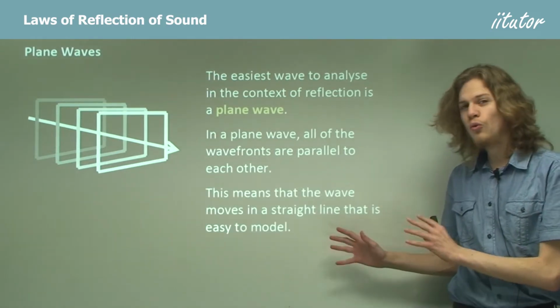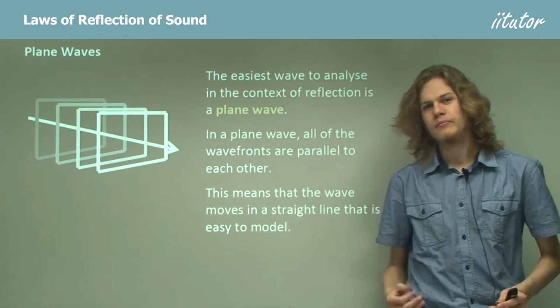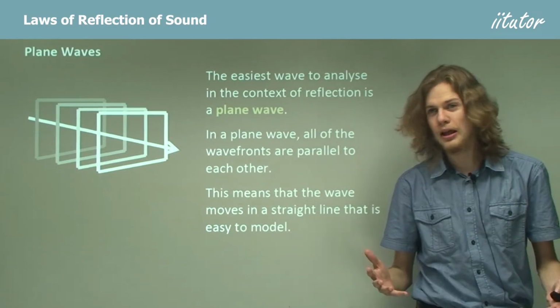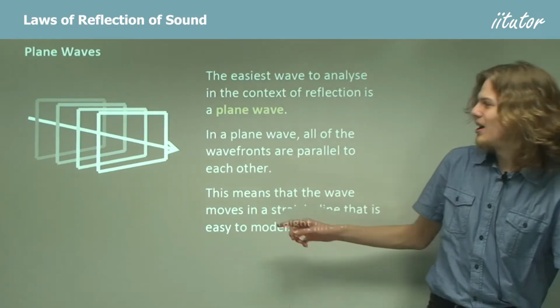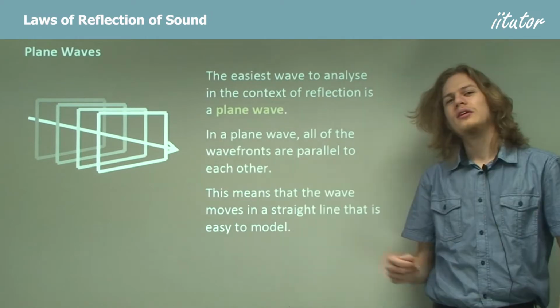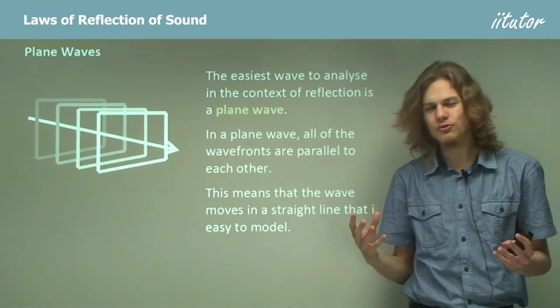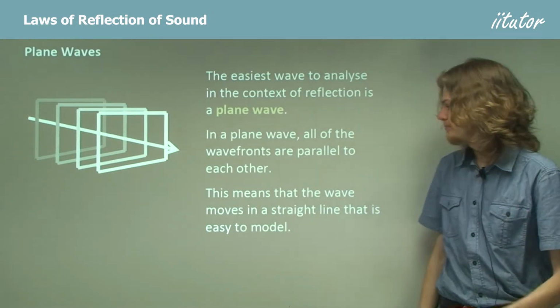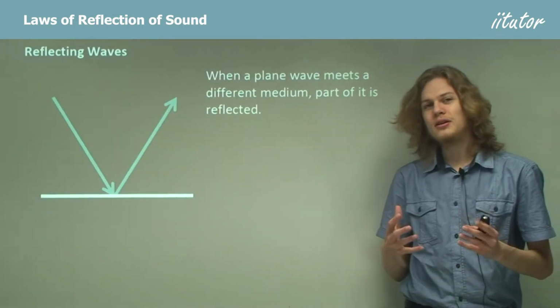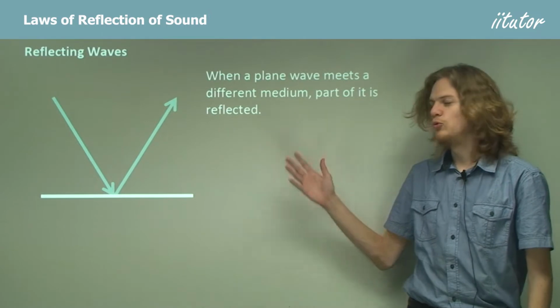So this means that all the wavefronts are parallel to each other. They're all nice and big and flat, like a plane, which means that we can draw an arrow through all these planes to get a representation of what the wave looks like. It'll just be a straight line. We won't have to worry about it spreading out. Now, when a plane wave meets a different medium, part of it will be reflected.